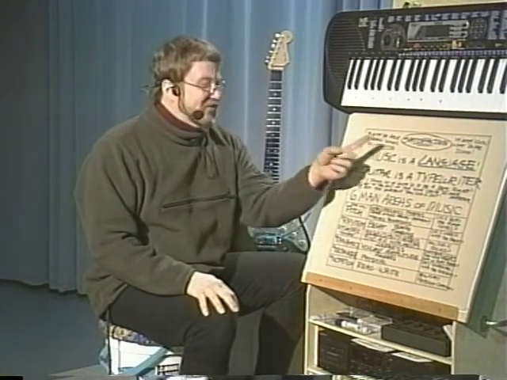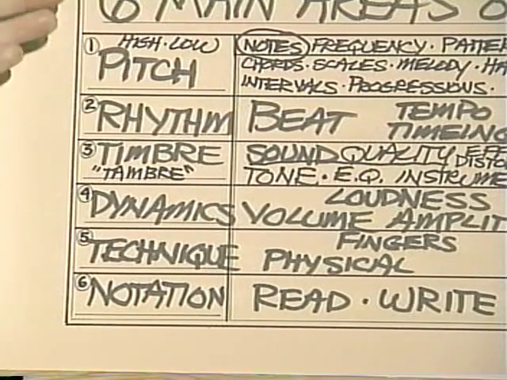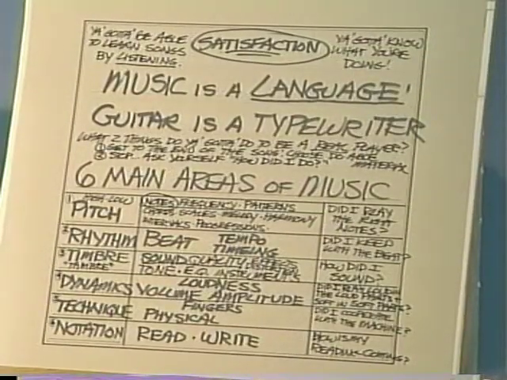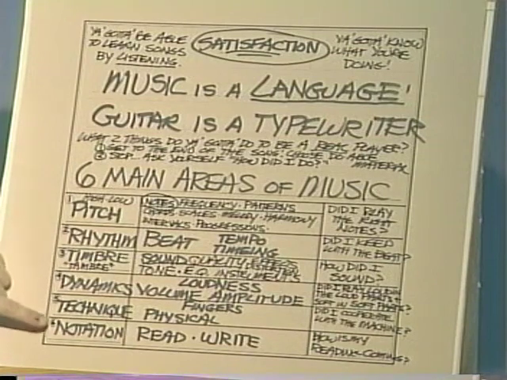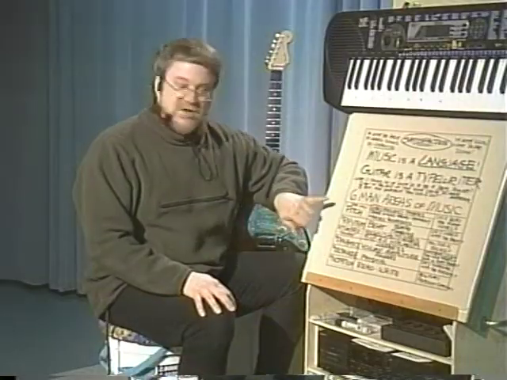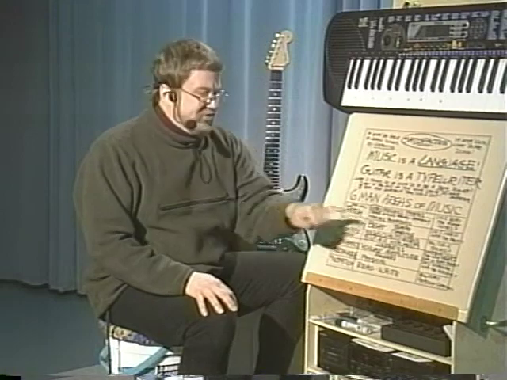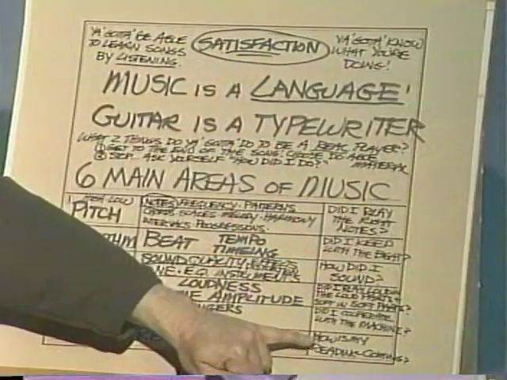Hi, welcome back. Got a lot of stuff to cover this week, amazing stuff. Remember last week, your very first lesson, we learned that music is a language and it has 6 parts of speech. These are the 6 main areas of music: pitch, rhythm, timbre, dynamics, technique, and notation. Well, in order to be a real player, you got to make sure that you can answer yes to those 6 different questions over there.